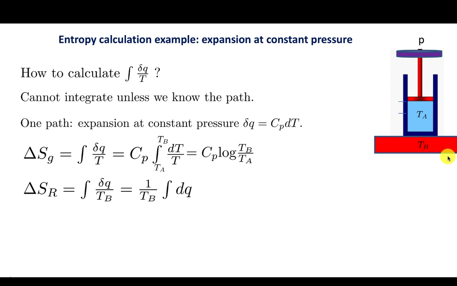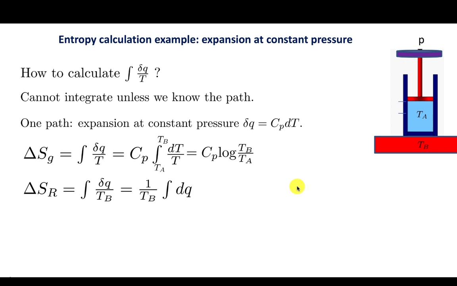Because the reservoir also has heat added to it, actually subtracted from it, so a negative addition, we have to get the change in entropy of the reservoir by adding up all the small amounts of heat that have been taken away from it. So this delta Q is going to be negative, divided by the temperature of the reservoir. But the temperature of the reservoir doesn't change, so we can take it outside the integral, and this dQ integrated is the total amount of heat that has been lost by the reservoir.